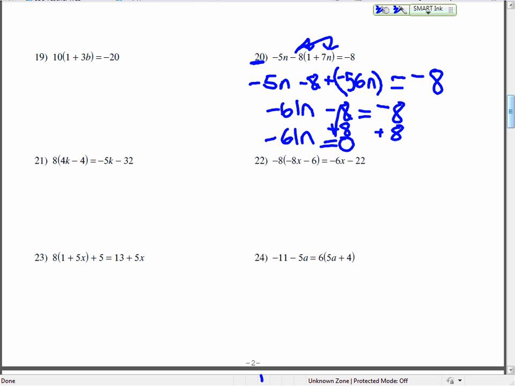That's not a relationship, son. Are they being added, subtracted, multiplied, or divided? How do you cancel out multiplication? Divide negative 61 to both sides, okay? So then n equals... oh my God. Son, what is 0 divided by 61?